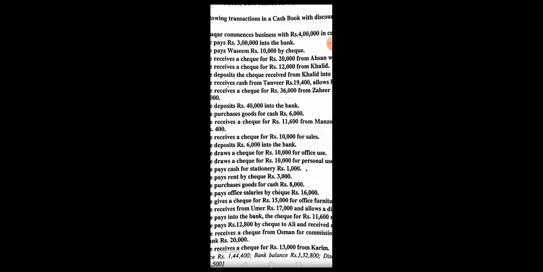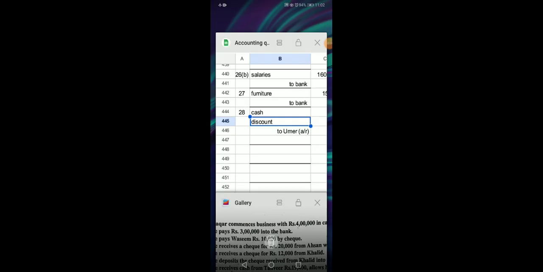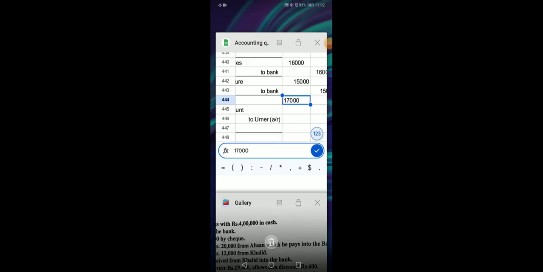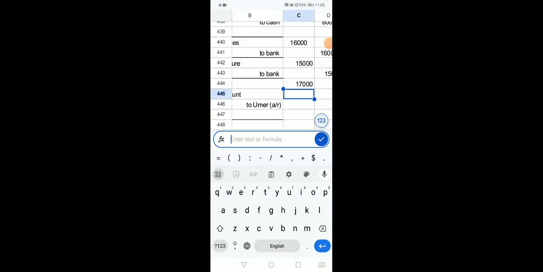Now the matter is related to the amount. When you are receiving 17,000 from Umar, it means cash is 17,000. So you will mention 17,000 in front of cash. Discount allowed is also given, which is 500 rupees. In this way, there is no problem to put 500 in front of discount as it is mentioned in the question. So two amounts are completed.